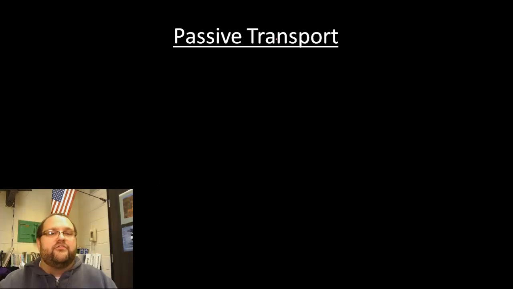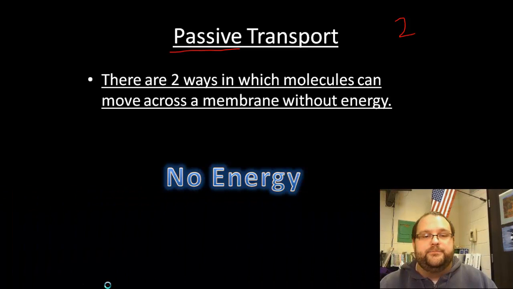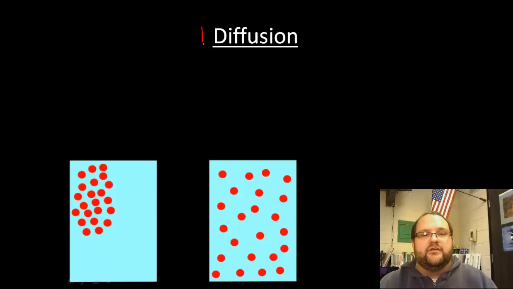For the rest of this unit, we're going to look at only passive transport. How can things get through that cell membrane without a cell expending any energy? And we're going to talk about two types. So there are two ways in which molecules can move across a membrane without energy. And the first way, so here's number one.